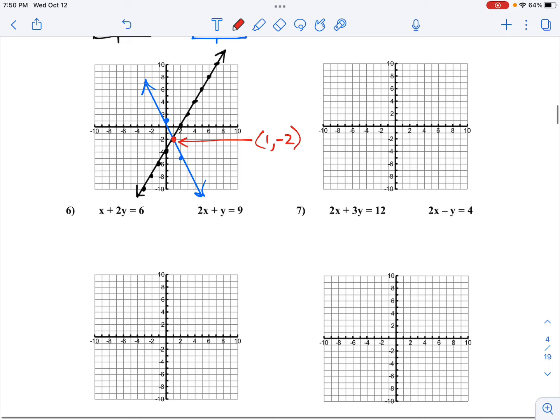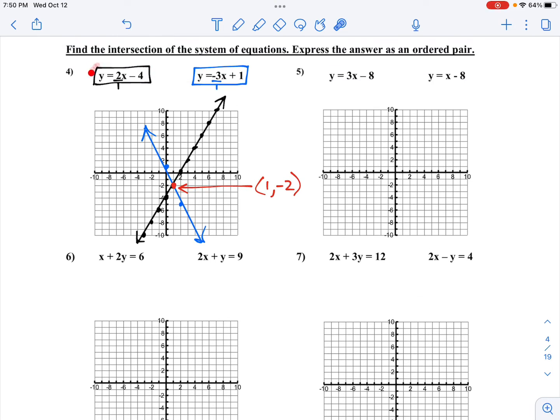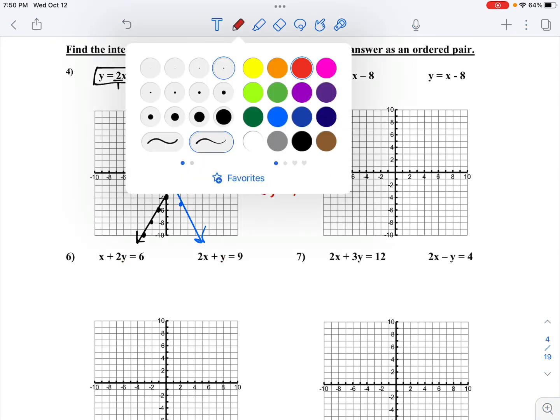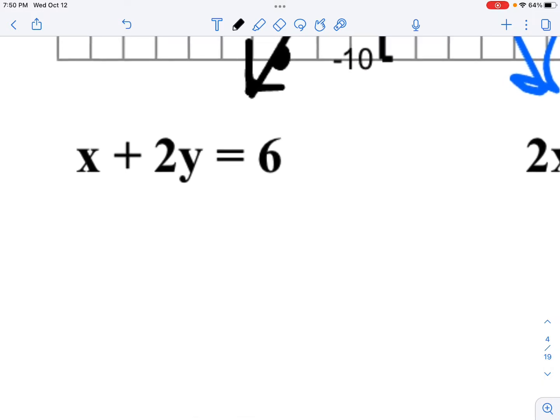Let me try number 6 because that one's a little bit harder. Why is it a little bit harder? In this problem, we already had y by itself for each of them. In this one, we're going to have to move some stuff around. We're trying to get y equals. So we have to move things around, okay? So I'm going to do this first.